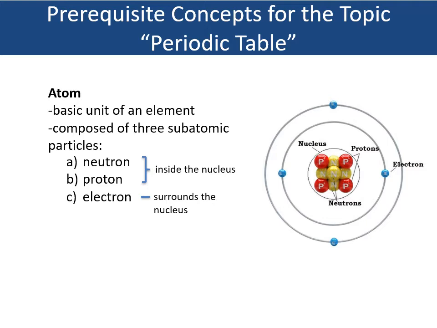Ngayon, saan sila matatagpuan in an atom? For neutrons and protons, they can be found inside the nucleus at the center of an atom. And the electrons surround the nucleus. Maliwanag ba yan? Kung maliwanag, let us continue.